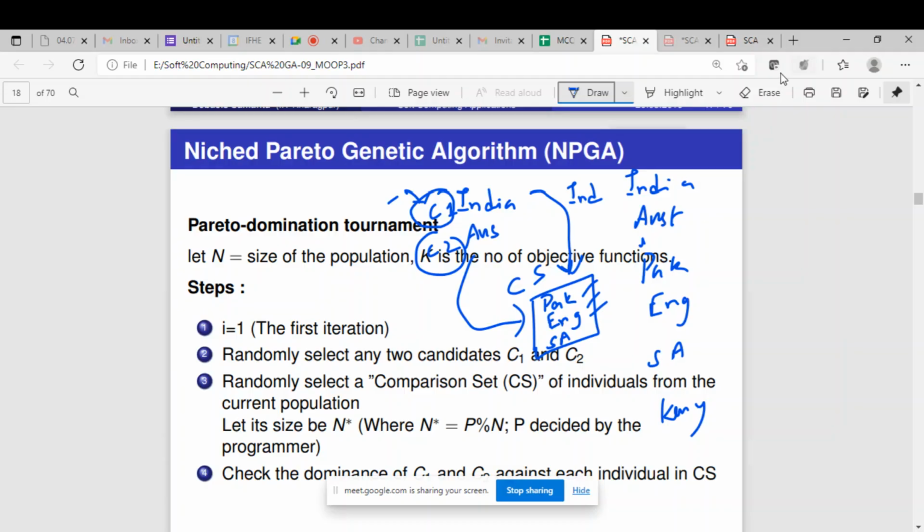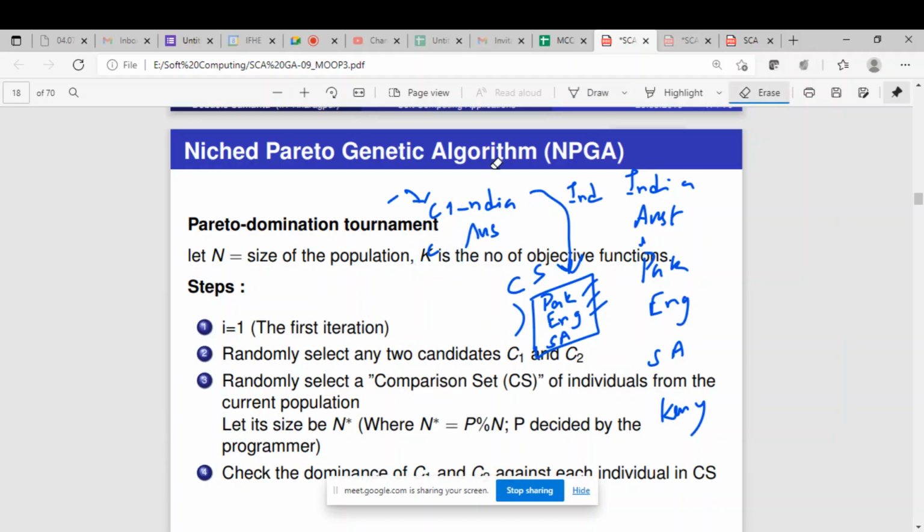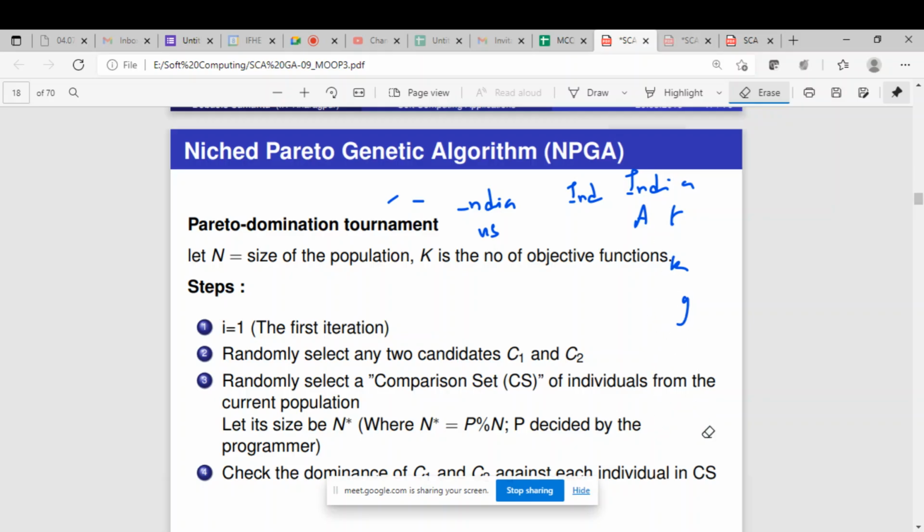So basically that is what the algorithm says. First you randomly pick two individuals, C1 and C2, then form a comparison set. Then you see whether C1 dominates everybody in the comparison set. If C2 does not dominate everybody in the comparison set, then C1 is the winner. If C2 dominates everybody in the comparison set and C1 does not, then C2 is the winner. If both of them dominate everybody in the comparison set, then you follow the niche sharing technique. Okay.